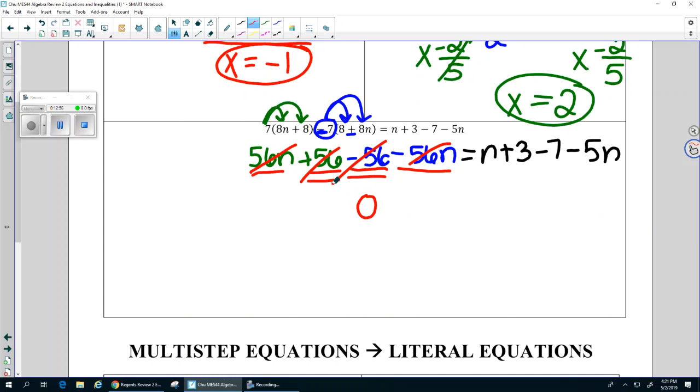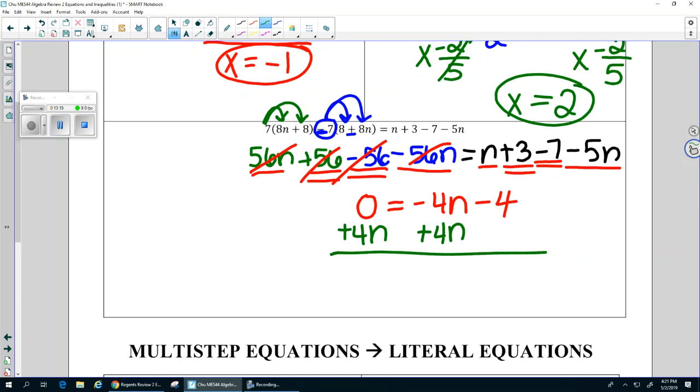It doesn't mean your answer is wrong. 0 is a real number. So on my right side, let's combine like terms. I got n and -5n. That gives you -4n. I got a positive 3 and a -7. That gives you -4. So to solve for n, let's get n by itself by adding 4n to both sides.